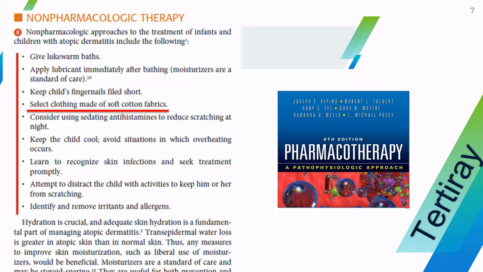Now come again to our real example of atopic dermatitis. Remember this page from Pharmacotherapy: A Pathophysiologic Approach. Here we can see that all of the information regarding non-pharmacologic treatment is given. One such piece of information is the use of specific clothing, that is, soft cotton fabrics. We can read this information here. Are you interested to find out more about clothing in atopic dermatitis? Then let's go to a secondary source, that is, Medline or PubMed.